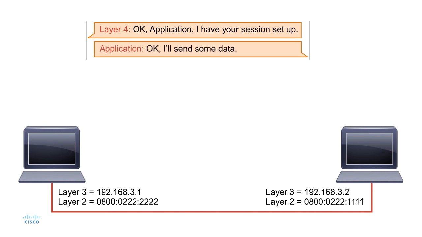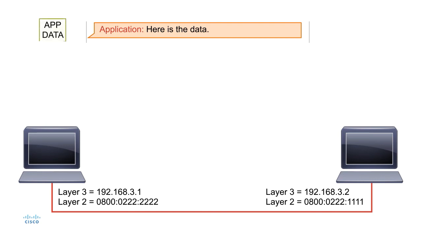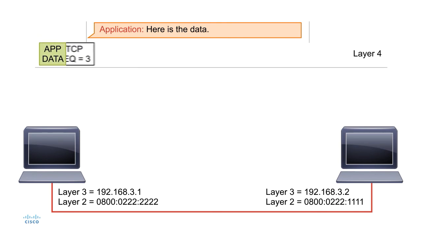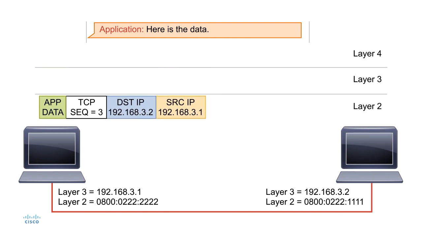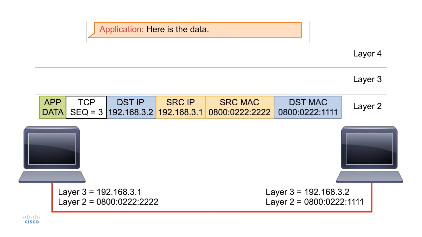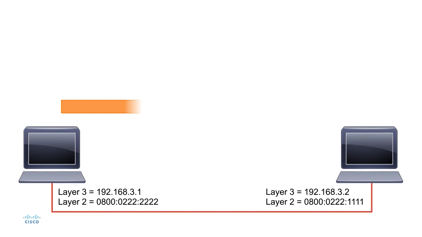Now, everything we've done up to this point is just setting up the session. Now it's time to send the data. So the application says, all right, here you go. This is that application data that I wanted you to send. And now the TCP protocol is going to set up that application data to be sent in the reliable connection. So it adds a sequence number on here, passes it down to the network layer. The network layer adds source and destination IP, passes that down to the data link layer, adds source and destination MAC, and then passes that out onto the wire.